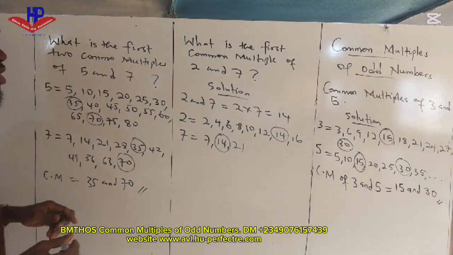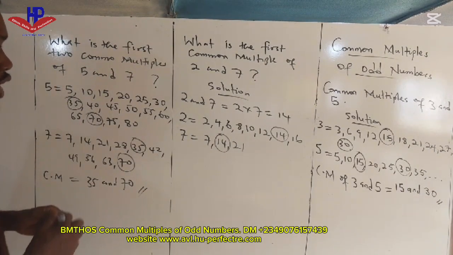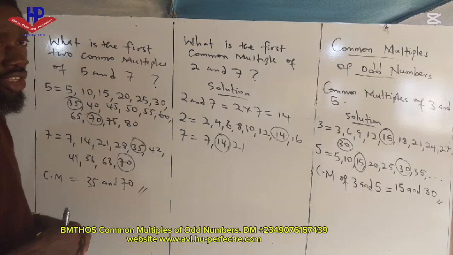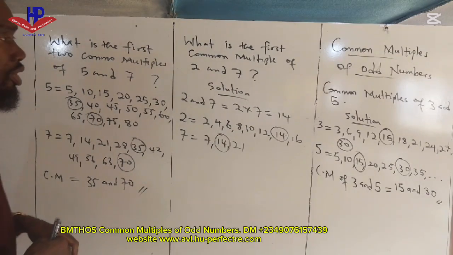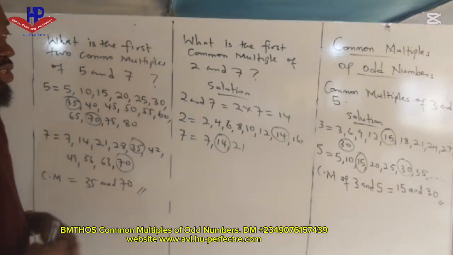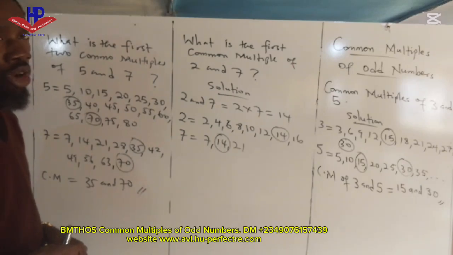So this is how you go about finding common multiples of numbers. They will always give you a specification, the limit at which you should work and stop, to help you get the right answer. Otherwise, you cannot exhaust the multiples of numbers.